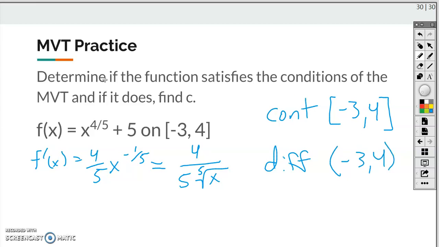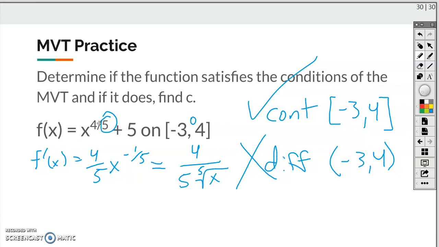To figure out if it's continuous, we look at the original function. Is there any point where I'm dividing by 0 or taking an even root of a negative number? We're taking an odd root, so we're fine. You can take odd roots of negative numbers, and we're not dividing by anything here, so we're not dividing by 0. So we are continuous. Now when I look at the derivative, I can write it like this. If x is 0, I would be dividing by 0, and 0 is on this interval, so it is not differentiable. So at this point I can stop. There may be a point where the slope is equal to the slope of the secant, but we don't know for sure, so we can stop.